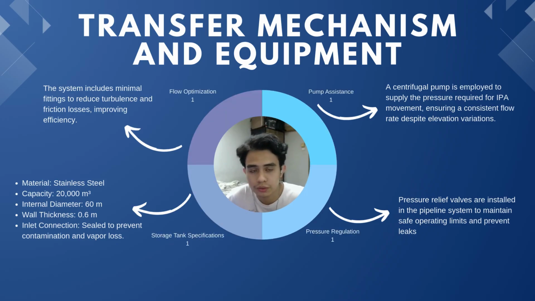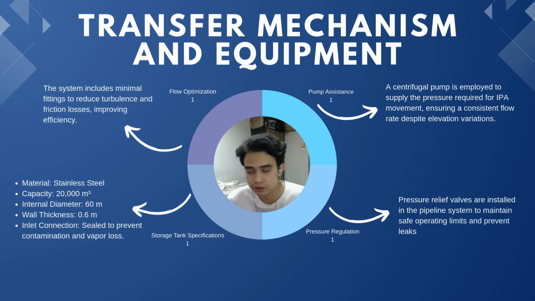Now, I will move on to the transfer mechanism and equipment. To guarantee a seamless transition of isopropyl alcohol from the distillation column to the storage tank, the following steps are taken. Step 1 is pump assistance. A centrifugal pump is employed to supply the pressure required for isopropyl alcohol movement, ensuring a consistent flow rate despite elevation variations.